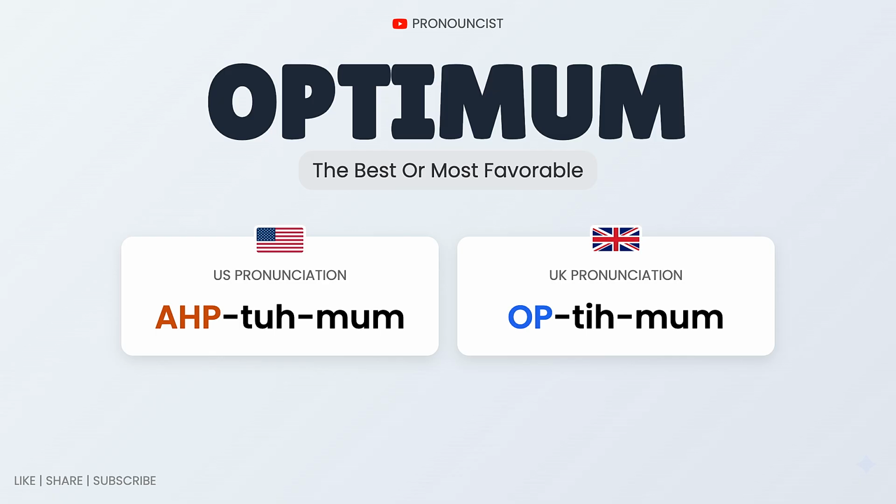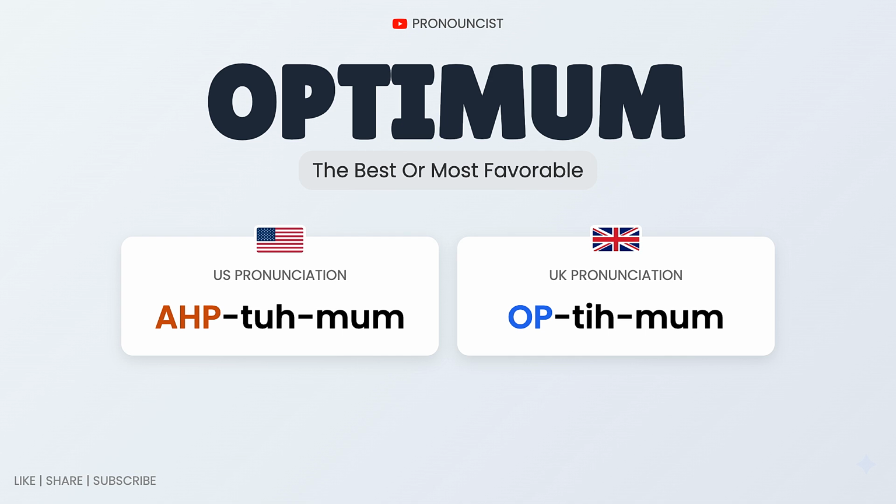Now, read the syllables of British pronunciation shown on the screen naturally. Op, ti, mum, optimum. Stress on OP in US, OP in UK.